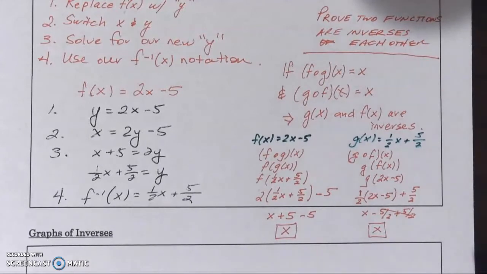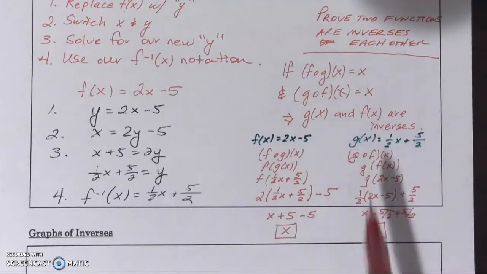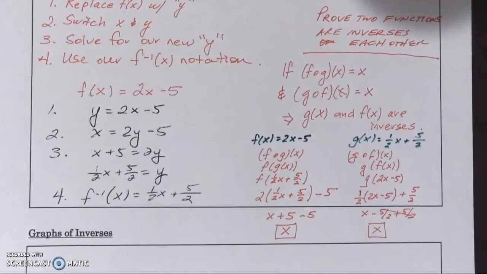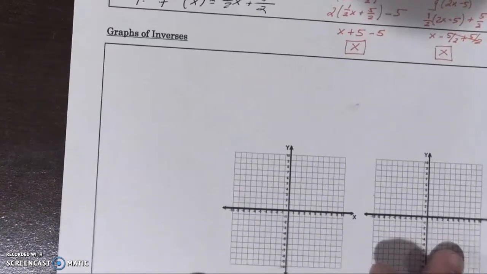That's the proof. If we asked you to prove two functions are inverses, you must complete both composite functions and simplify. If they both equal x, they are inverses. If one or both of them equal something else when simplified, they are not inverses. All right, let's go down to the graphs of inverses.